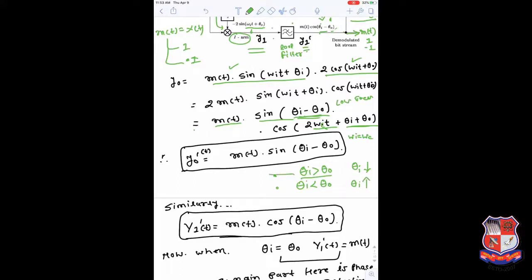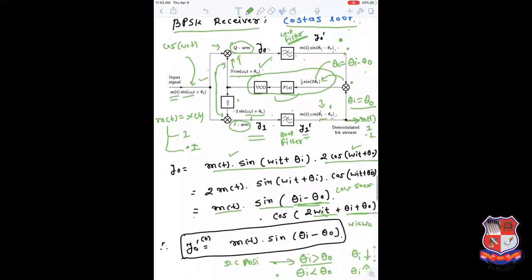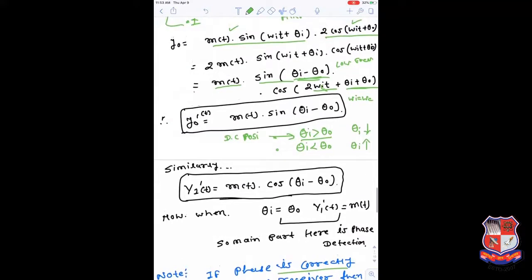If theta I is greater than theta 0, the difference, theta I minus theta 0, gives a DC signal which is positive. Sorry, theta I is the incoming signal, which is larger, so theta 0 in our control should be increased because it is less. The positive DC signal triggers the VCO to generate a larger phase. And if theta I is less than theta 0, meaning the incoming phase is smaller than the locally generated phase, then theta 0 should be decreased so it can track theta I. The DC signal generated is negative, which triggers the VCO to decrease theta 0.